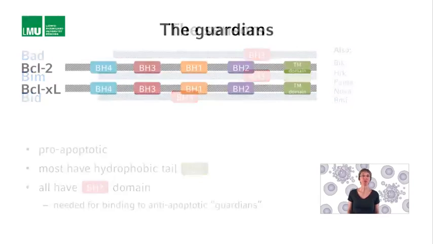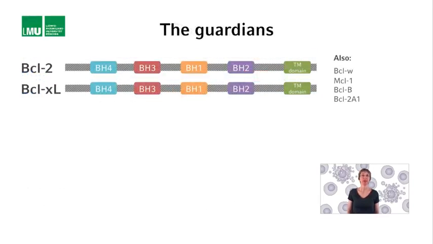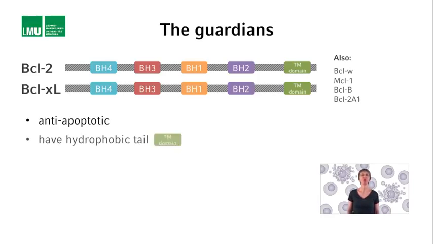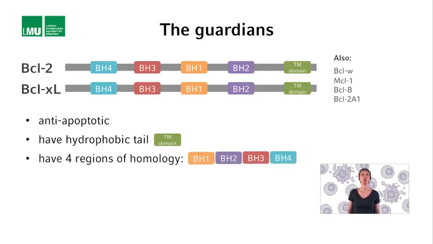The second subgroup is the guardians. These have anti-apoptotic activities, and BCL2 was the first member of the subgroup that was identified. There are 6 of these anti-apoptotic BCL2-like proteins in mammals. All guardians have a hydrophobic tail and all share 4 regions of homology: the BH1, BH2, BH3 and BH4 domain.